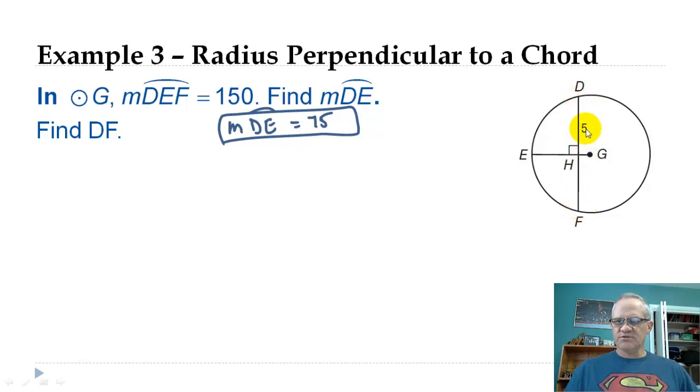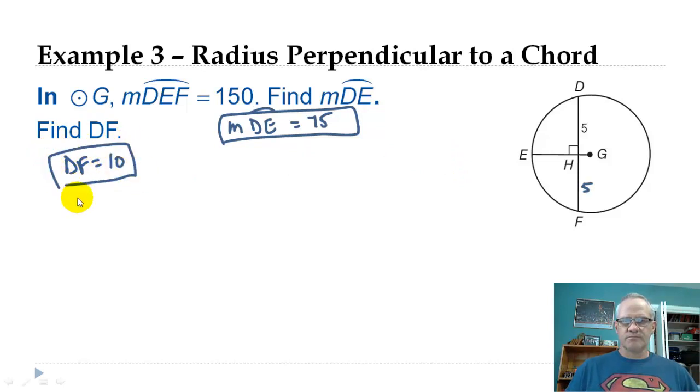Well, what they told us here was they said from D to H is 5. So we said, oh, if that's 5, then it had to have gotten split in half. So that means this side would have to be 5 as well. And DF would be the total of that. 5 plus 5 is 10. So in this case, DF would equal 10. Okay, so same kind of thing for both of those.